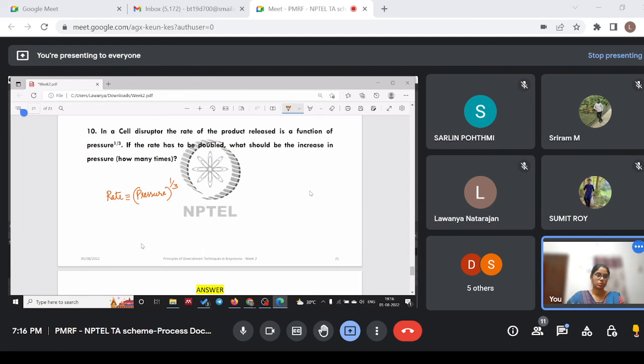So I'll give you 1 minute to think about this. It's a very simple relation. Let's use it as R related to P power 1 by 3. And I want 2R here. What should I do to P so that I get 2R here? I want twice the rate. You cannot use it like an equal to relation here. Just think about what should be done.